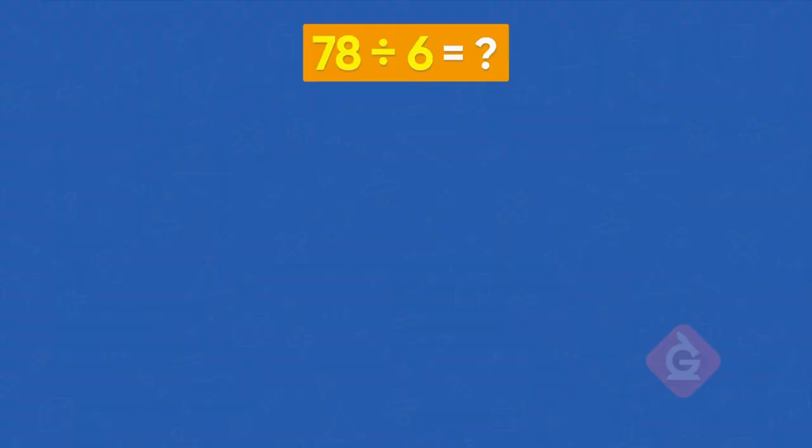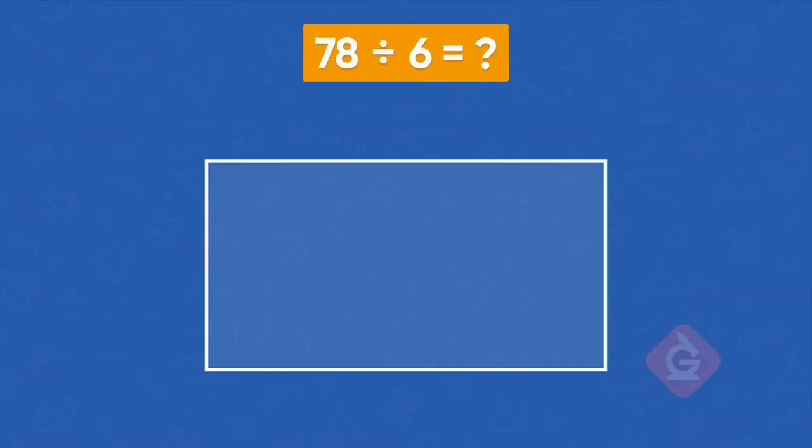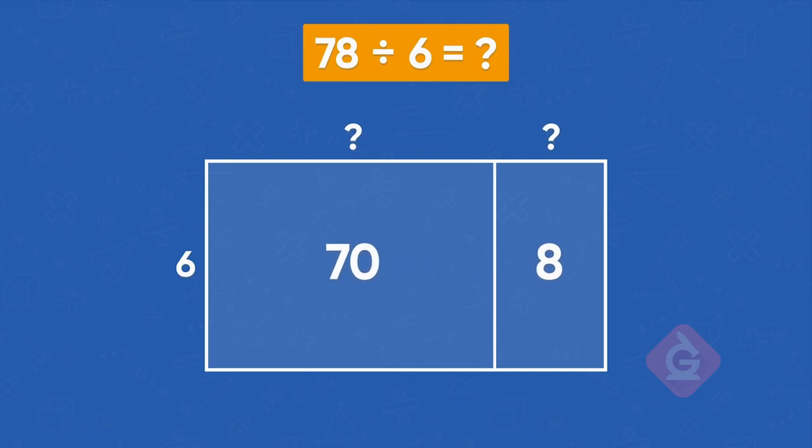78 divided by 6 can be shown as a rectangle with an area of 78, where one of the sides is 6 units long. The other side is an unknown length. If we can find this unknown length, then we have the answer to 78 divided by 6. We can start by splitting this area into smaller sections just like we do with multiplication.